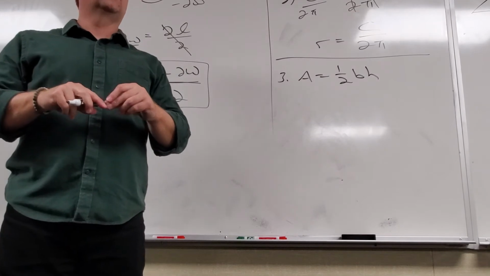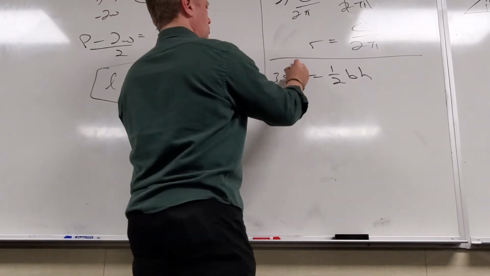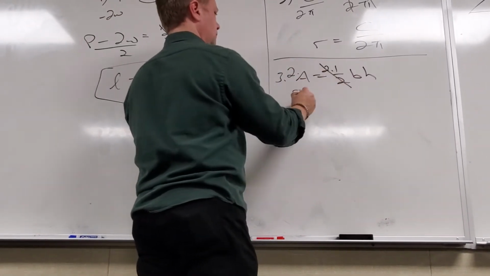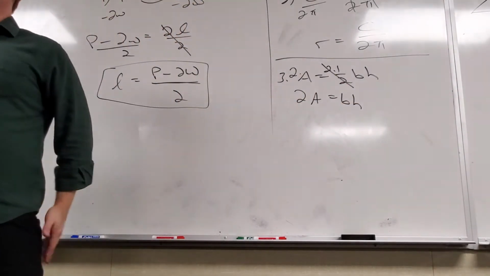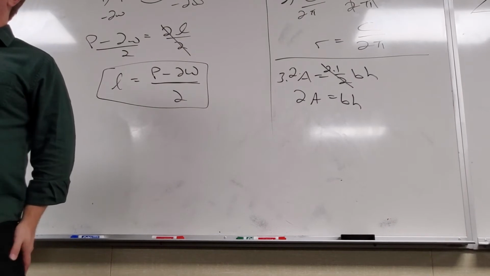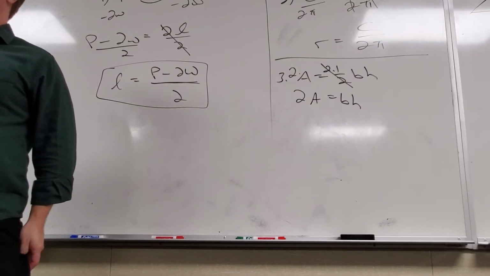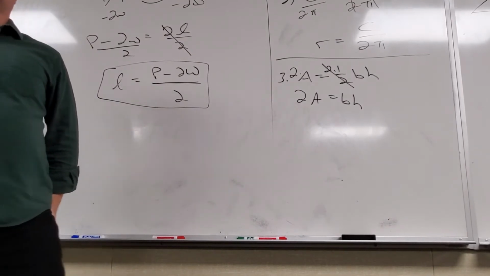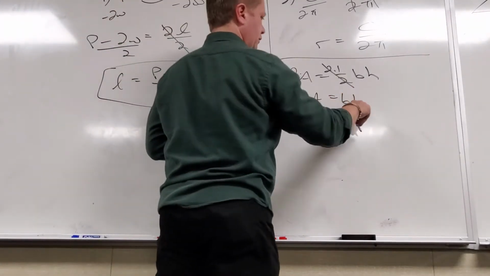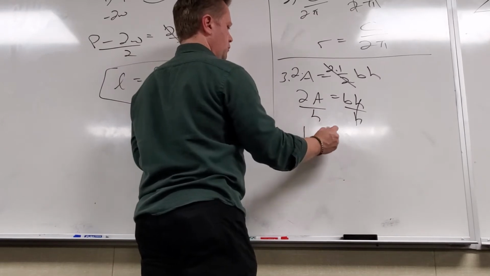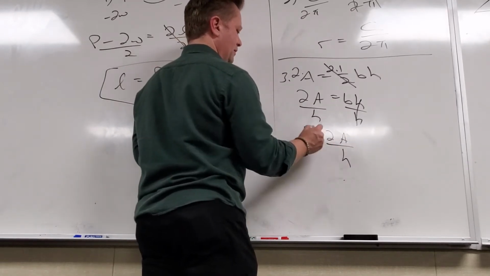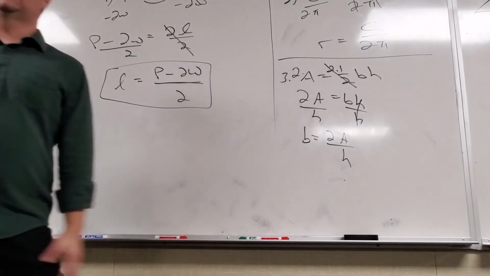Multiply by 2. And now how do we get b by itself? Divide by h. I want to leave b, so I want to kill the other dude. And do the same thing to both sides. B equals 2a over h.